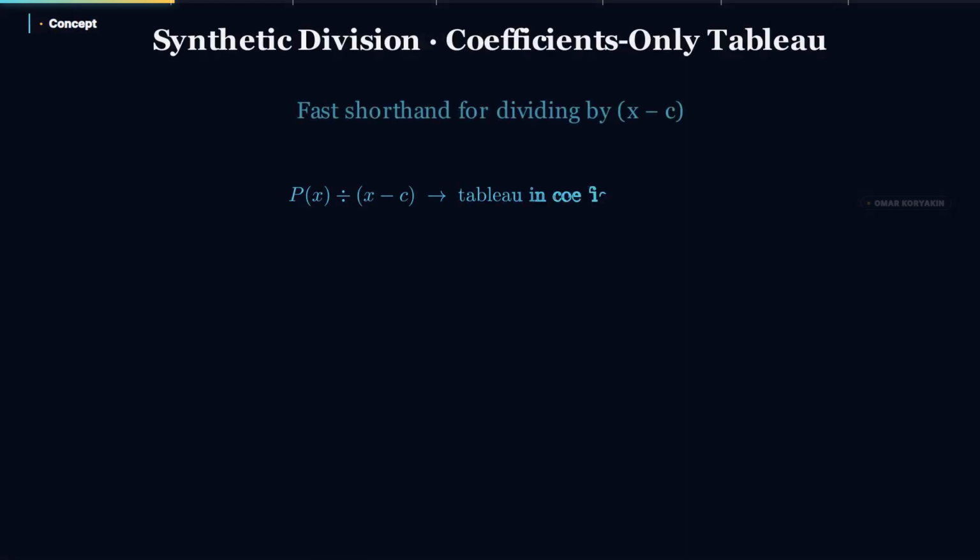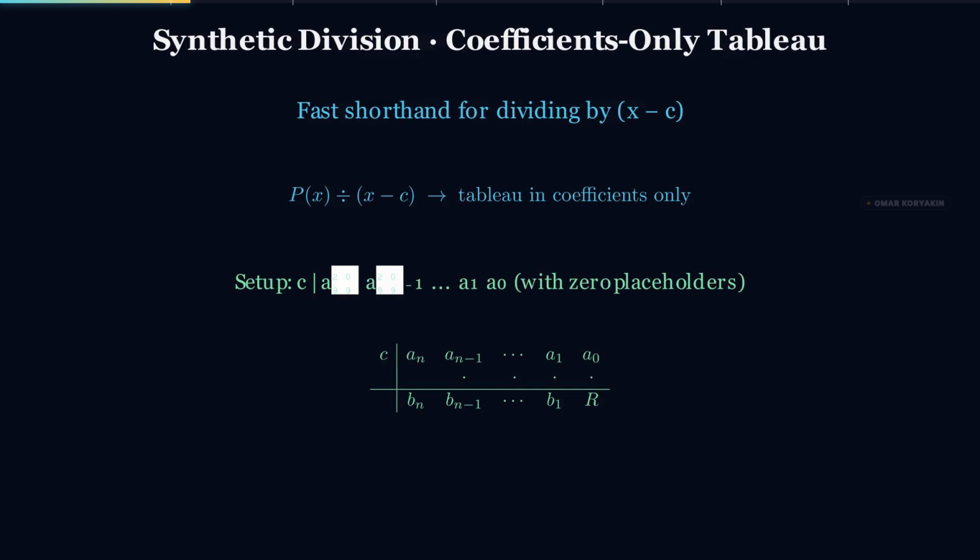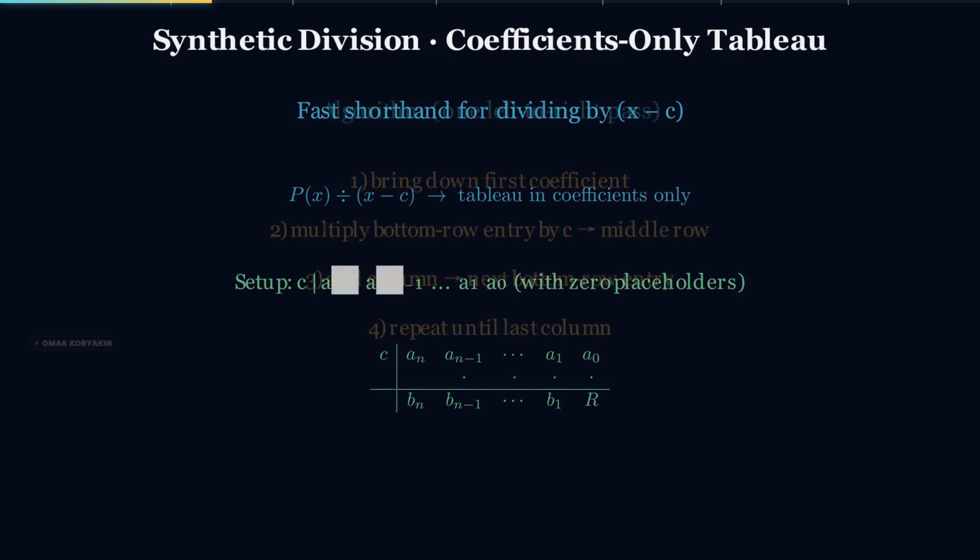Synthetic division is a fast shorthand for polynomial division when the divisor is linear of the form x minus c. The algorithm uses only the coefficients of the dividend, no variable letters, organized in a compact tableau and processed in one left to right pass. Tableau setup. Write c at the left, separated by a vertical bar. Across the top, write the coefficients of the dividend in descending exponent order, including 0 placeholders for any missing exponents. Below the coefficients, leave a blank middle row for products. Draw a horizontal line, and below it the bottom row will hold the running sums and the final remainder.